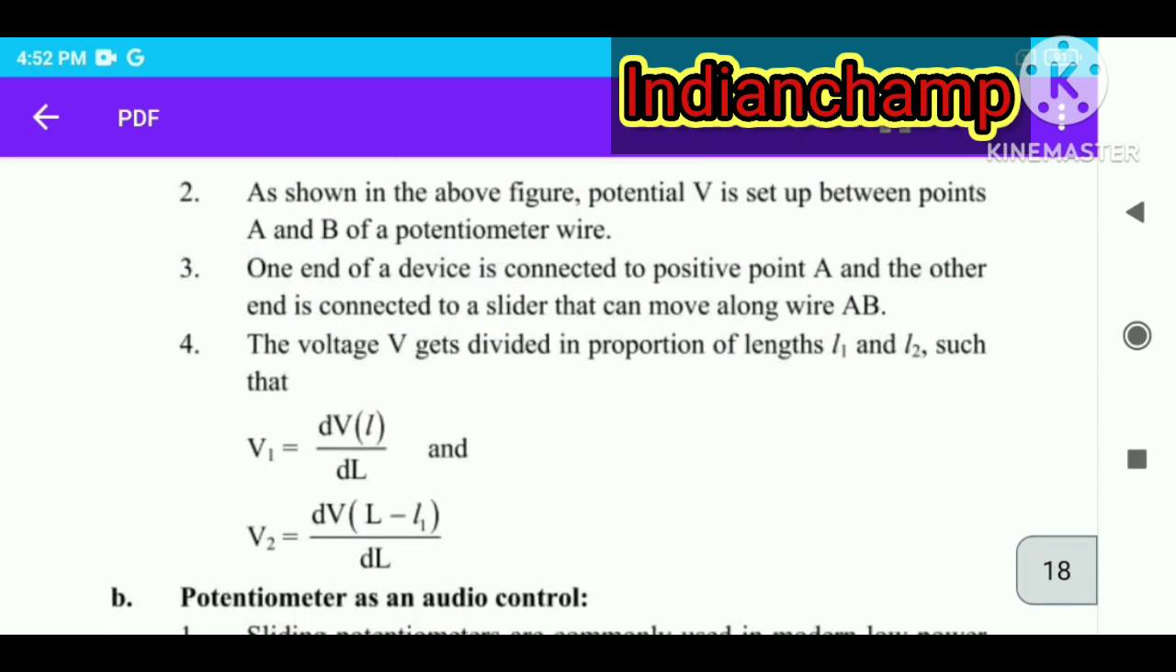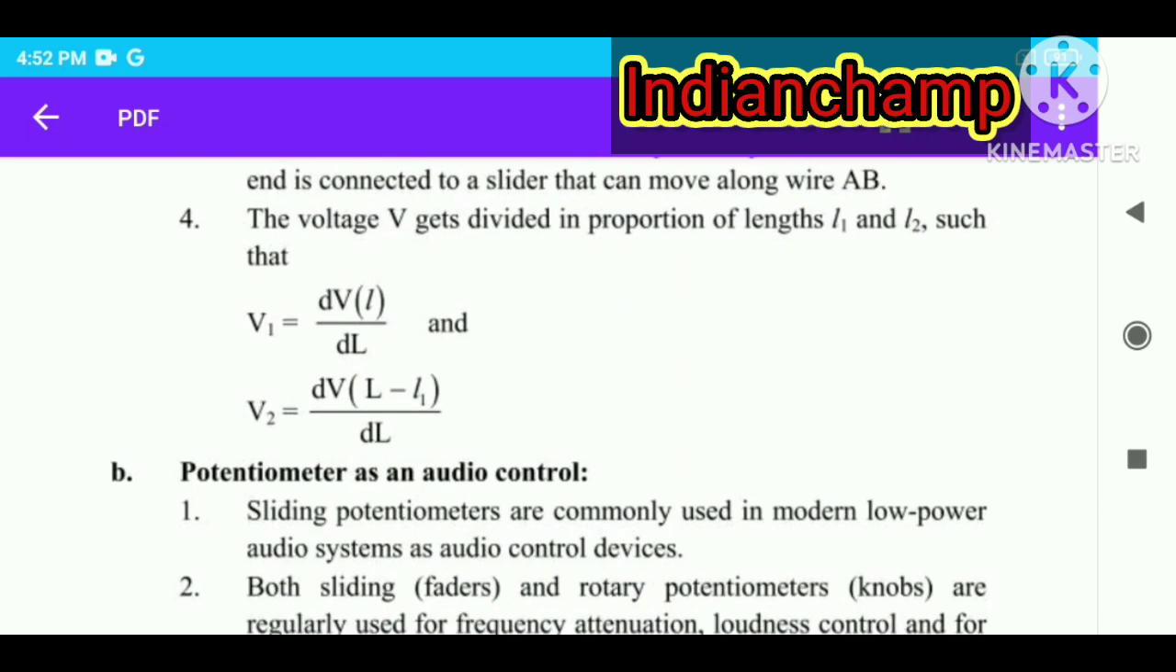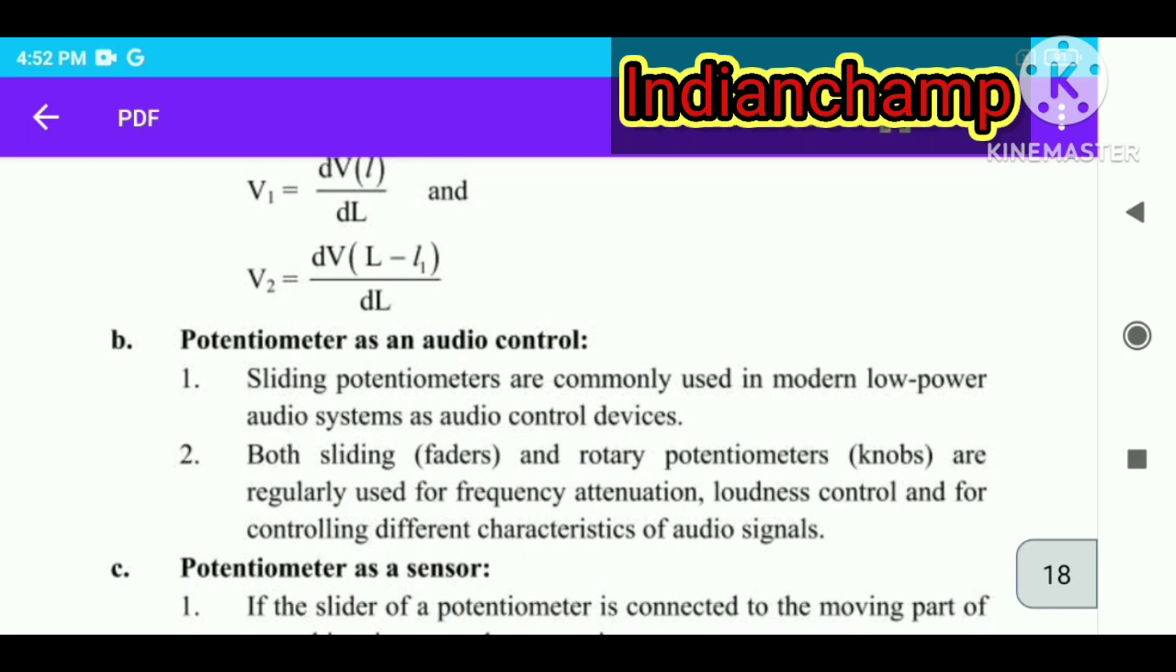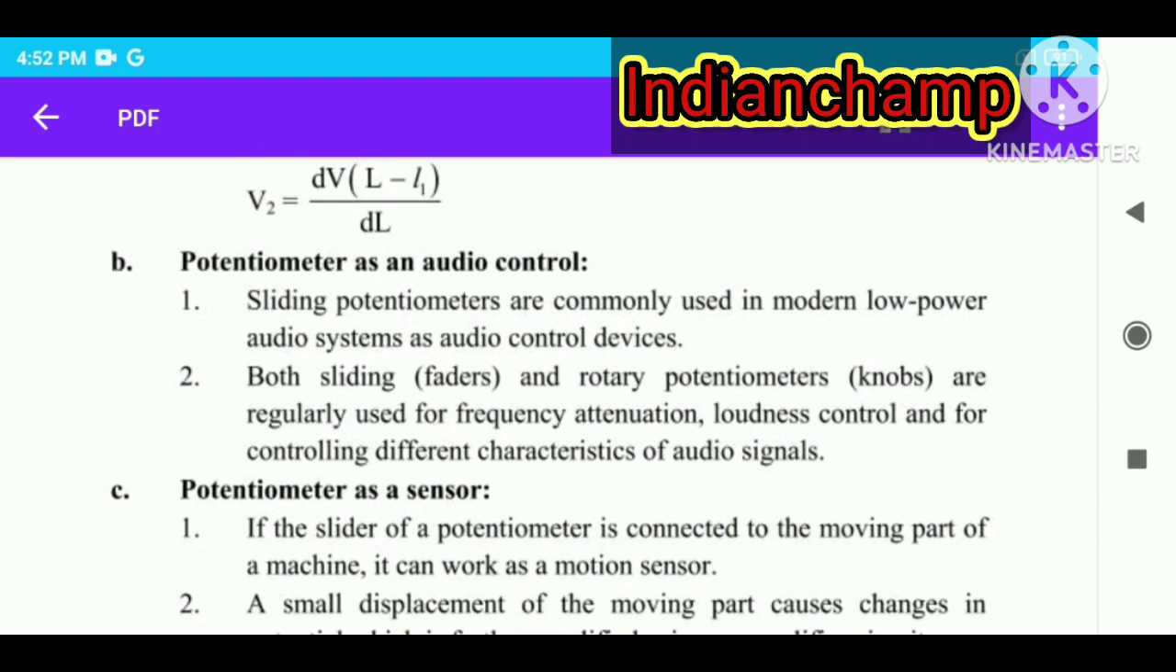Second, as shown in the above figure, a potential V is set up between points A and B of the potentiometer wire. Third, one end of the device is connected to positive point A and the other end is connected to a slider that can move along wire AB. The voltage gets divided in proportion to the lengths L1 and L2 such that V1 is equal to dV into (L1 divided by dL) and V2 is equal to dV into (dL minus L1) divided by dL.